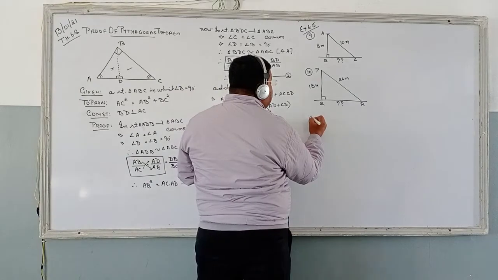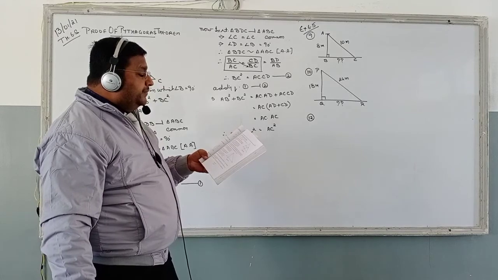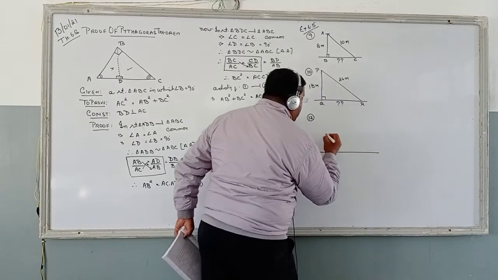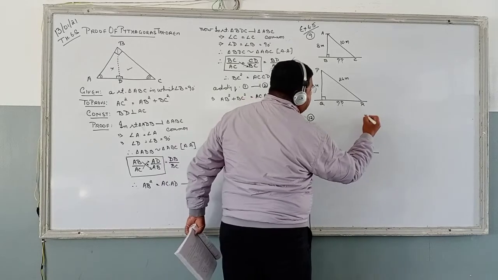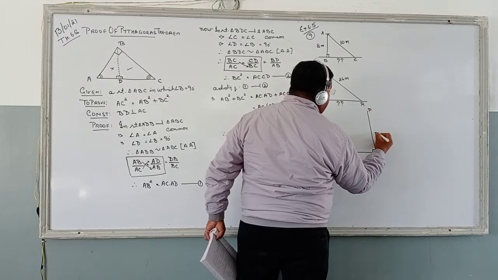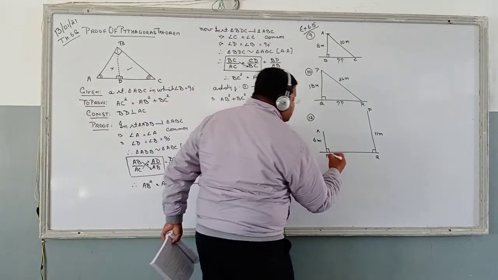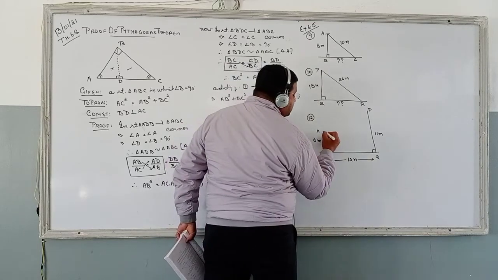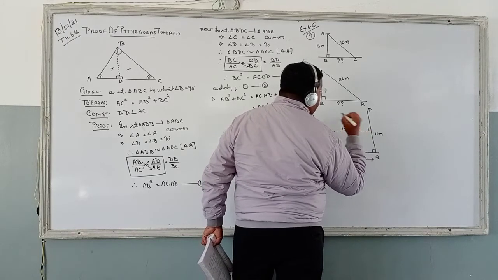12. This was question 10 in class 10, 8. Two poles of height 6 meter and 11 meter stand on a plain ground. This is a ground. One pole is of 6 meter, say AB. And another pole is of 11 meter, say PQ. Right? Then he says the distance between them is 12 meter. The distance between both these poles is 12 meter.